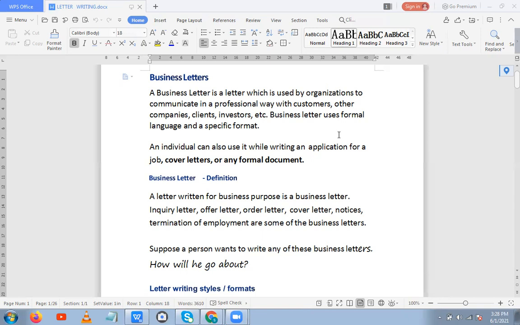As you see, business letters. A business letter is the letter which is used by organizations to communicate in a professional way with customers. So what is a business letter? A business letter is a letter which is used in an organization. It is used there to communicate in a professional way with the customers, other companies, clients, investors, etc. Business letters use formal language and a specific format.